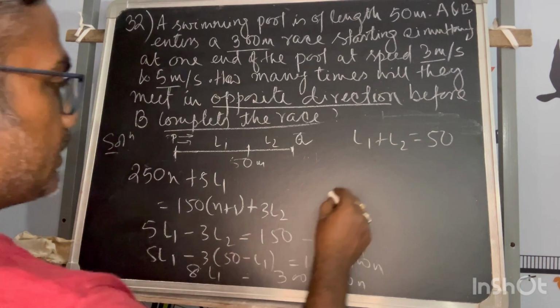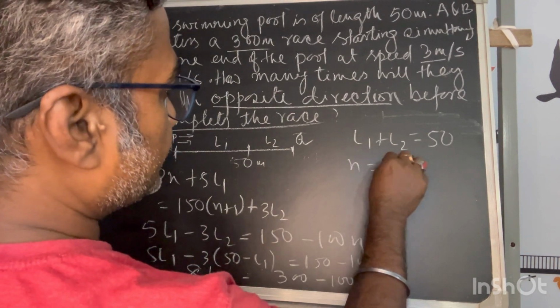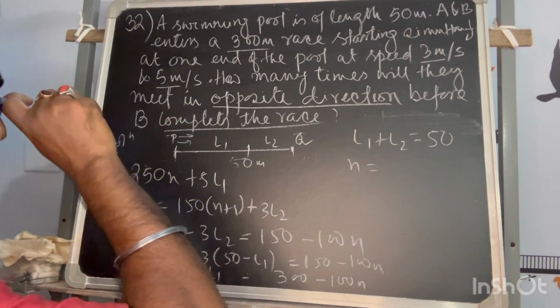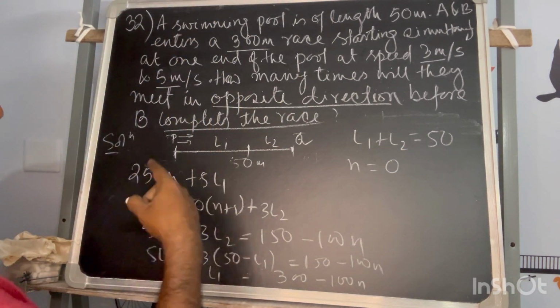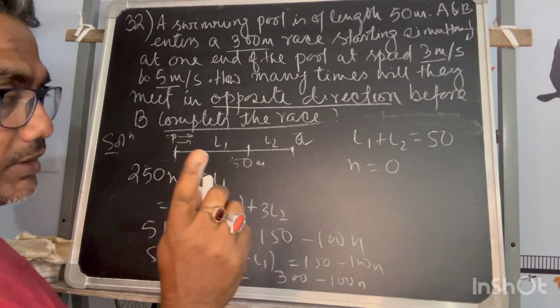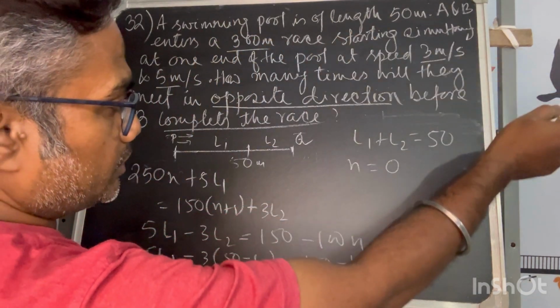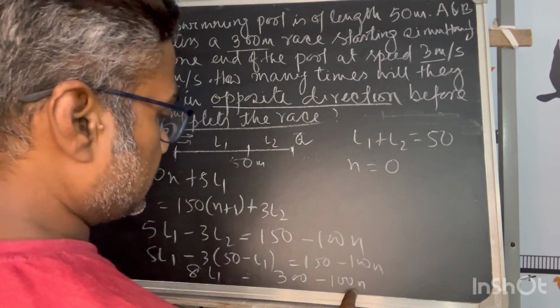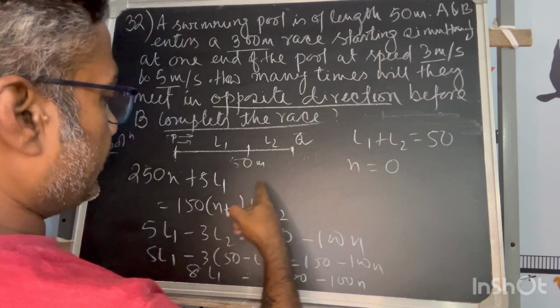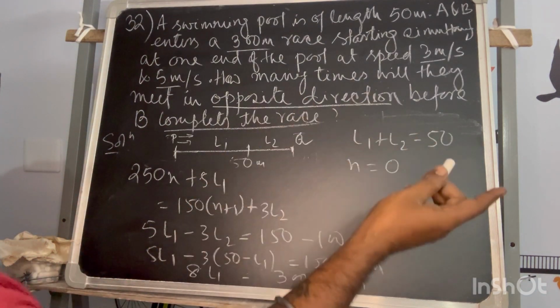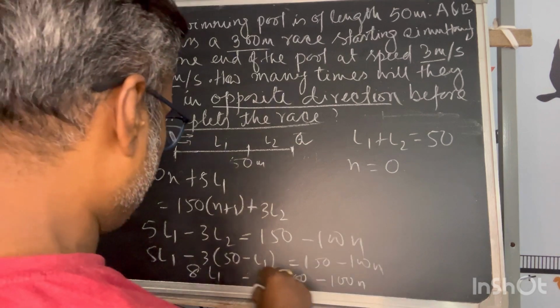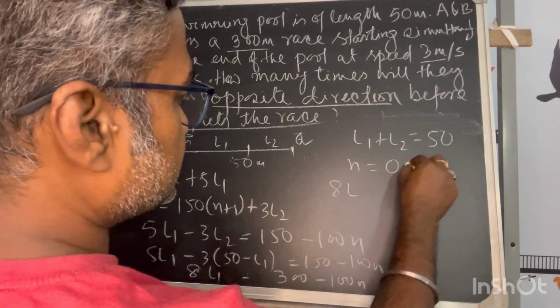Now see, what can n be? N can be 0, because n is the minimum lap I have taken for A. A is slower, so I am taking n is equal to 0. That means for the first lap, B will be n plus 1, this is 0 plus 1 is 1. So if I put this value, this is the real situation.